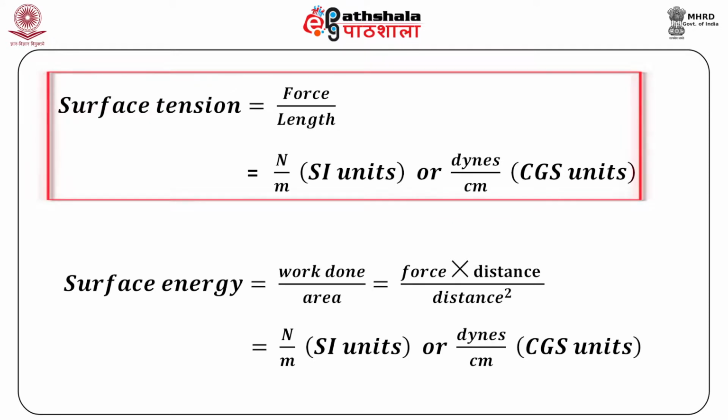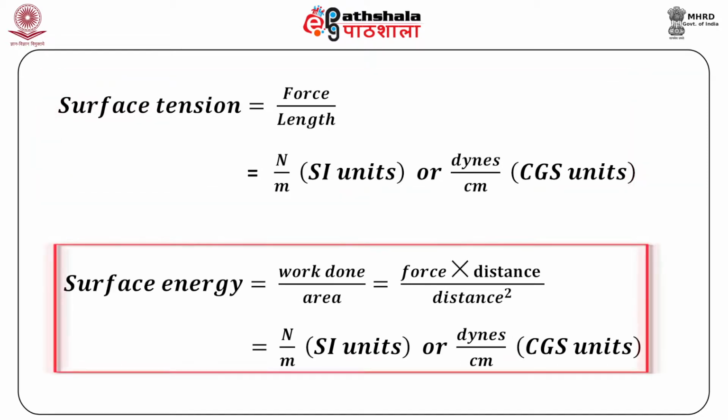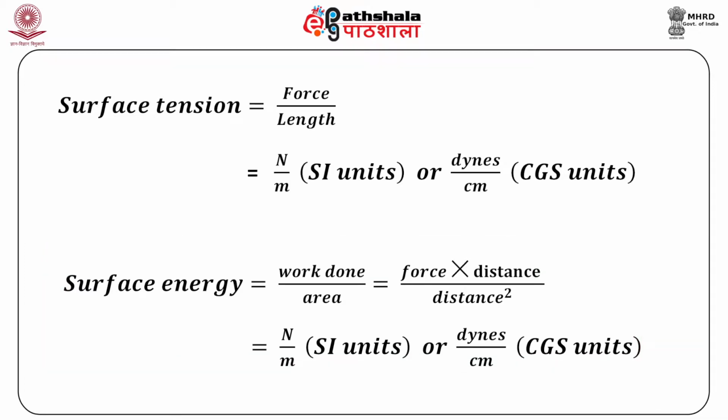We have surface tension equal to force by length, which is equal to newton per meter in SI units or dynes per centimeter in CGS units. And surface energy is work done by area, which is equal to force into distance divided by distance square, which again comes out to be newtons per meter in SI units or dynes per centimeter in CGS units. Both have the same dimensions, MT to the power minus 2.